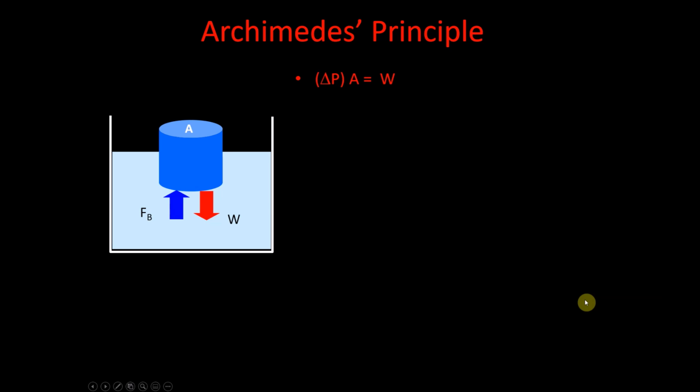So our basic equation becomes delta P, a change in pressure from the top of this fluid to the bottom of where the object sits, times the area of the object is equal to weight, W, which is mg. Delta P will be P bottom minus P top, times A. This will equal W, and that is the condition for an object to float. If delta P times A is equal to W, the object will float.